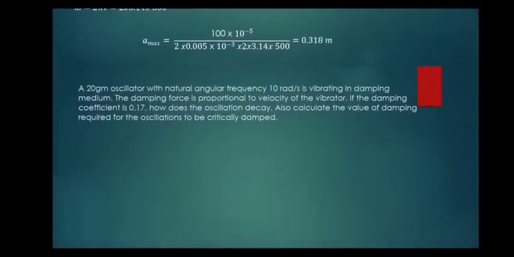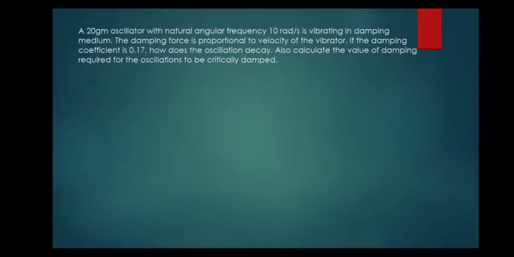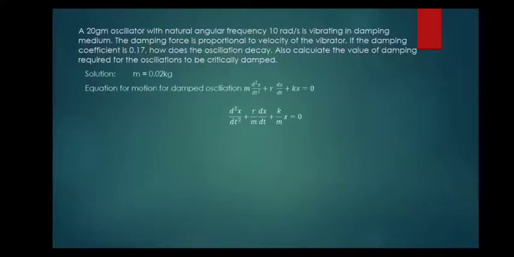Next problem. A 20 gram oscillator with natural angular frequency 100 radian per second is vibrating in a damping medium. The damping force is proportional to velocity of the vibrator. If the damping coefficient is 0.17, how does the oscillation decay? Also calculate the value of damping required for the oscillations to be critically damped. So mass is given as 20 gram, which is equal to 0.02 kg.